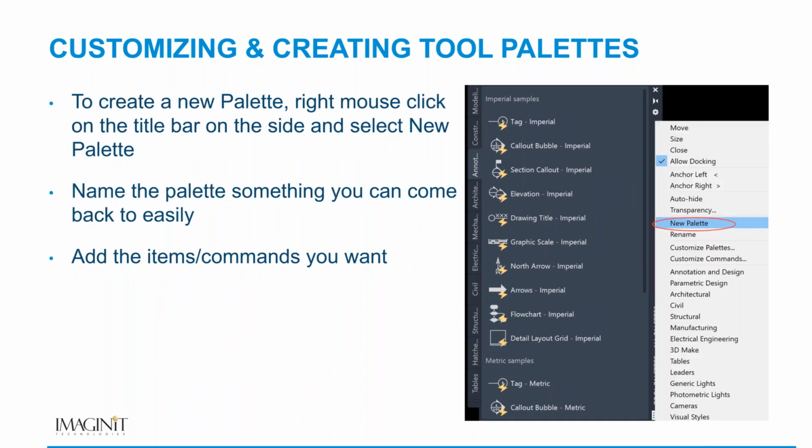And then to create a new tool palette, you right mouse click on the title bar on the side. So you right mouse click over here and you say new palette. It'll open up a palette here and it'll give you a name. Give the palette something you can come back to easily. So name it something you can remember. And then you add the items, commands, content as you see fit.